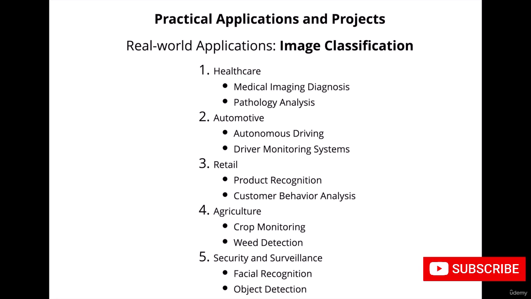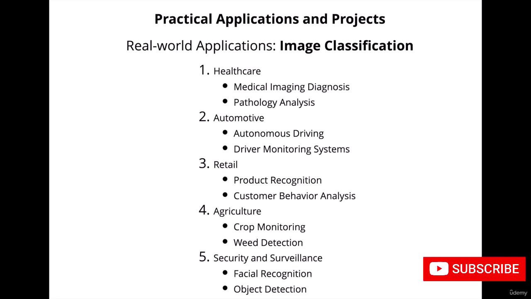First one is facial recognition. Image classification is utilized in security systems for facial recognition and biometric authentication. ML models analyze facial features and patterns to identify individuals from images and video footage, enabling applications such as access control, identity verification, and surveillance. Second, object detection.